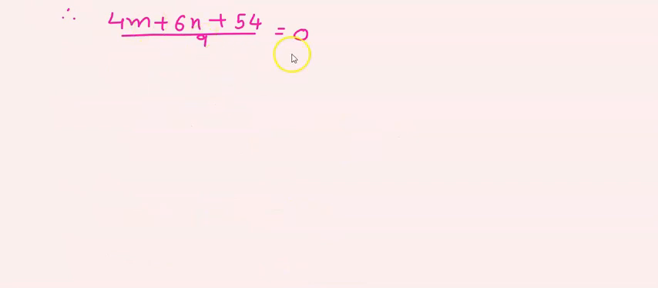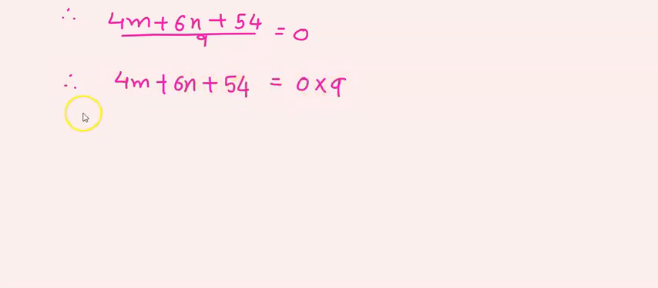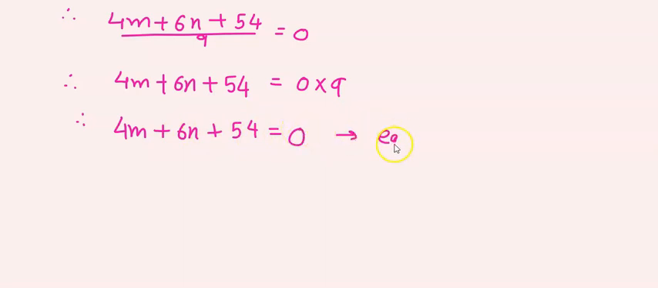Now I'll take 9 to the other side. So it will be 4m + 6n + 54 = 0 times 9. Therefore we have 4m + 6n + 54 = 0. Let us say this is equation number 1.